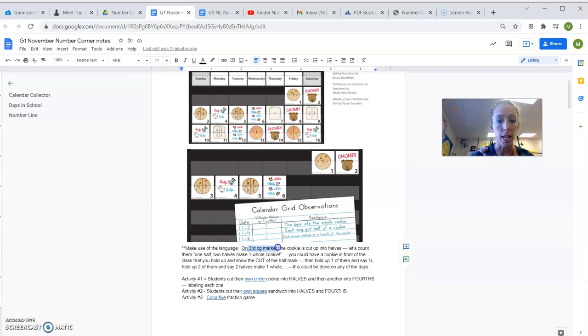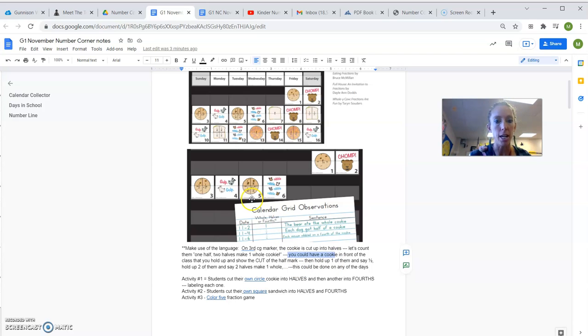So for example, on the third calendar grid marker, the cookie's cut up into halves. So then you practice counting them by halves. 1/2, 2 halves make one whole. So you could have a circular cookie in front of you, and every other day you'd literally cut it into two parts in front of them, and then you would hold up one part of it, and they'd have to say 1/2. If you hold up two parts, they'd have to say 2 halves, or one whole cookie. If I hold up one, we would say 1/2 of the cookie, not just one.